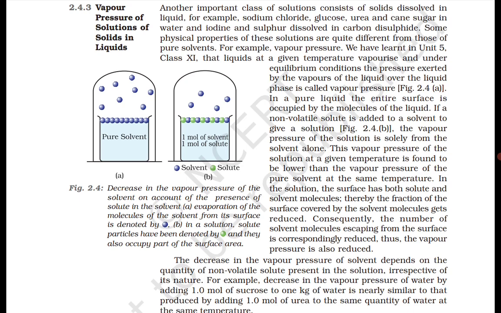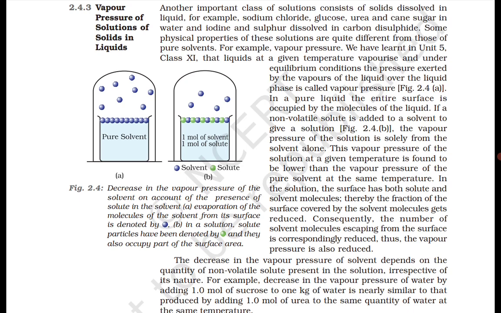For example, vapor pressure. We have learnt in Unit 5, Class 11 that liquids at a given temperature vaporize, and under equilibrium conditions the pressure exerted by the vapor of the liquid over the liquid phase is called the vapor pressure. Figure 2.4a. Decrease in the vapor pressure of the solvent on account of the presence of the solute in the solvent.